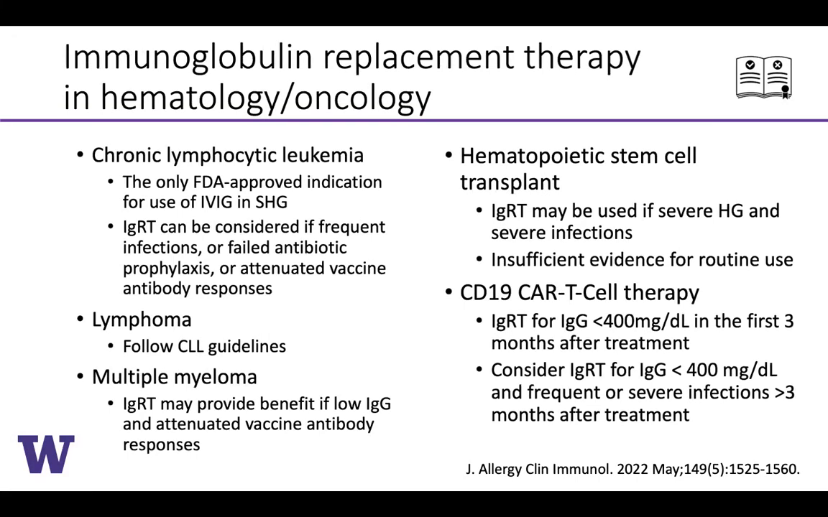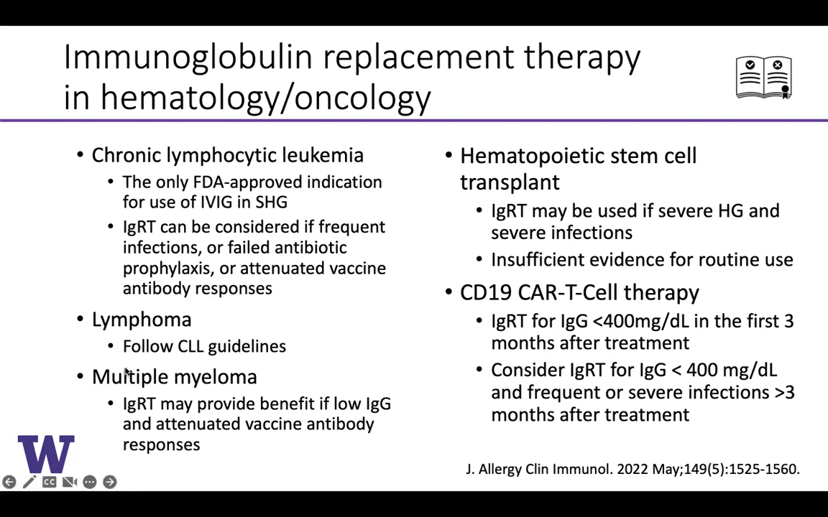The guidelines have sections that go into a lot more detail on management in specific conditions. I just put the highlights out here for your reference, but there's a lot more detail in that paper. For CLL, it actually is the only FDA approved indication for use of IVIG in secondary hypogammaglobulinemia. That said, whether it's used or not, every patient will be treated. So we would really follow the flow chart we just reviewed to determine if they might need it.